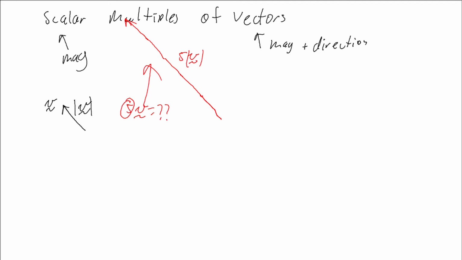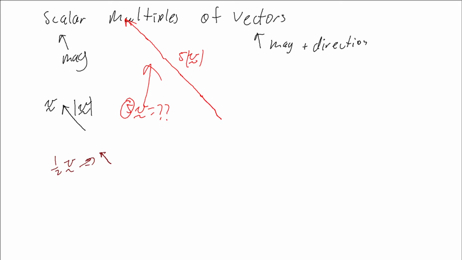Or perhaps if I want to know what is half of v, so I want to have 0.5 or half of v, well, that would be something that's in the same direction as v, but only half as long. So that would be the vector that is half the length of v. So whatever I multiply it by, my length just changes by.